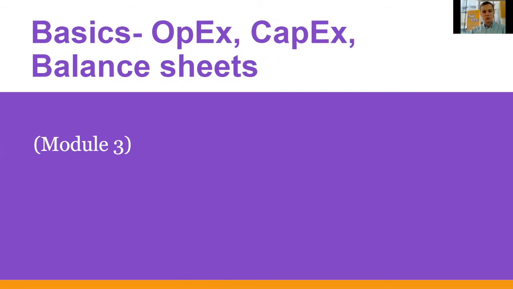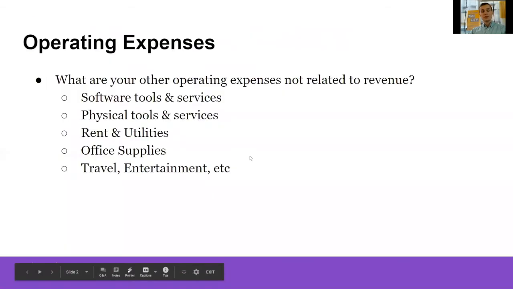In this module, we will be discussing 3 big concepts in financial modeling: operating expenditures, capital expenditures, and balance sheets. Be sure to have a copy of your template handy to follow along as we work through this module together. First, we'll start with operating expenses.